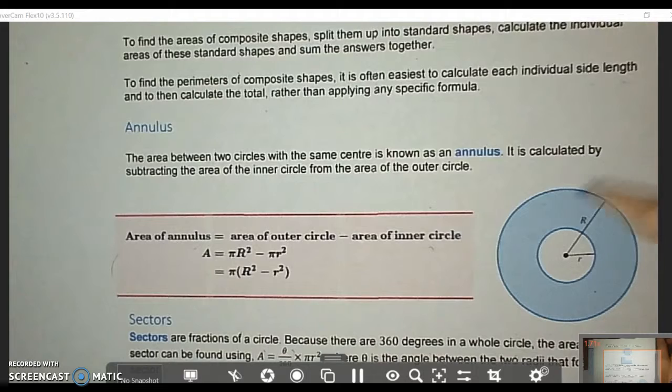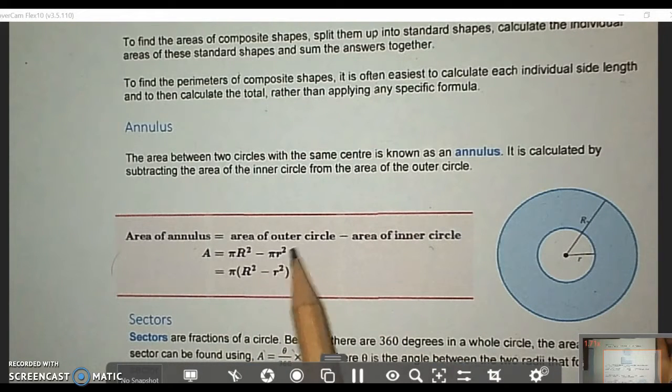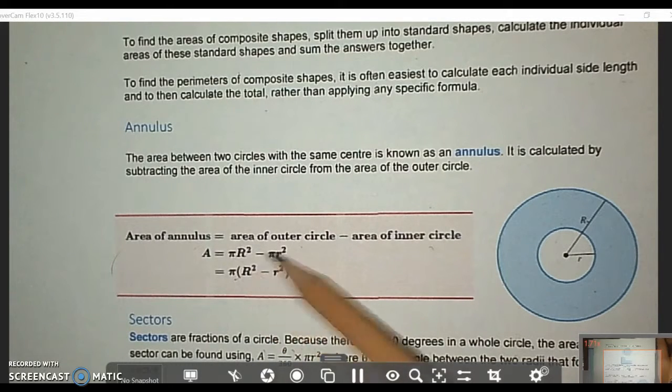annulus. The area between 2 circles is known as an annulus, and you can work out the area of this blue shaded area by working out the area of the outside circle with the radius big R, and you take away the area of the small circle with the radius little r. And by doing a bit of substitution, you can change your formula. So instead of area of outer circle take away inner circle, you can take your pi, because it's common to both, out the front, and it's big R squared, take away little r squared, times pi.